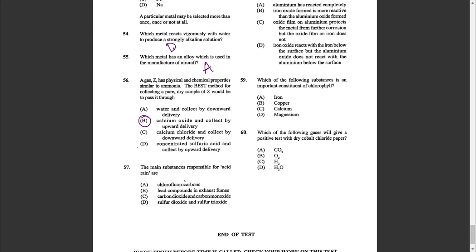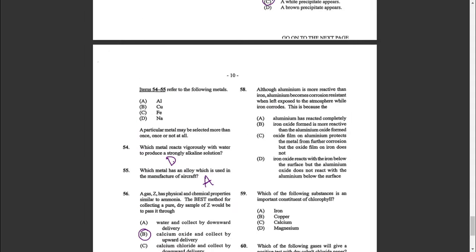57. The main substances responsible for acid rain are sulfur dioxide and sulfur trioxide. D. 58. Although aluminum is more reactive than iron, aluminum becomes corrosion resistant when left exposed to the atmosphere while iron corrodes. This is because the oxide film of aluminum protects the metal from further corrosion, but the oxide film of iron does not. And the answer is C.